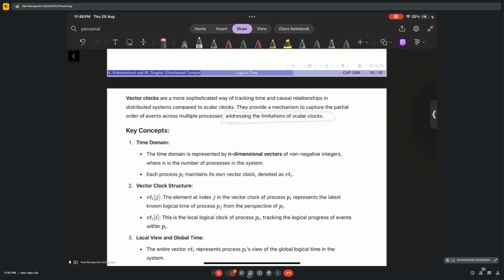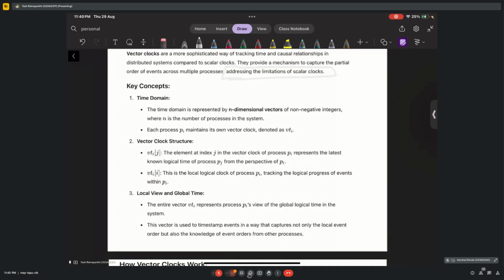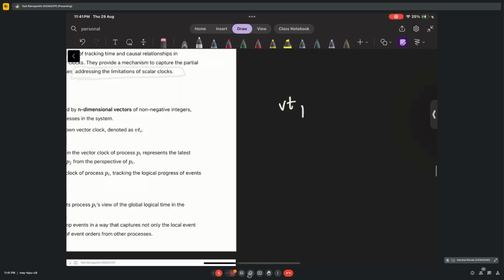Okay, key concepts to understand. One is the time domain. You've got to understand what the time domain is. The time domain is represented by n-dimensional vectors of non-negative integers, where n is the number of processes. Each process Pi maintains its own vector clock known as VTi. So if I write VT1, that means this is the vector time for process 1. I'm writing it for you so that you understand it. Got it?